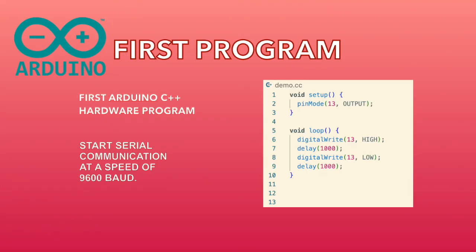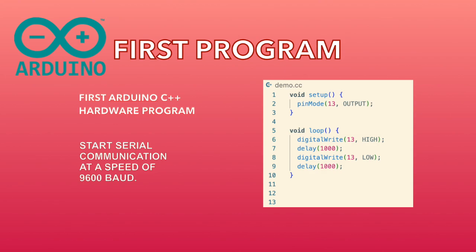The first program for Arduino sets pin 13 as an output using pinMode(13, OUTPUT). This tells the Arduino that pin 13 will be used to send signals. In the loop function, the command digitalWrite(13, HIGH) turns the LED on. Then the program waits for 1000 milliseconds using delay(1000), which is equal to 1 second.